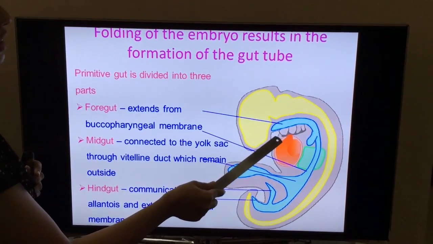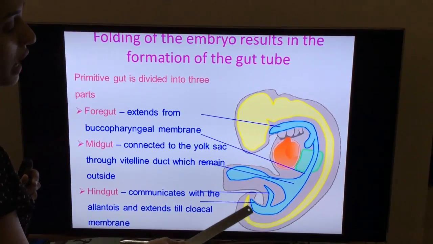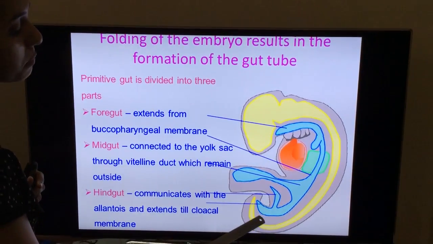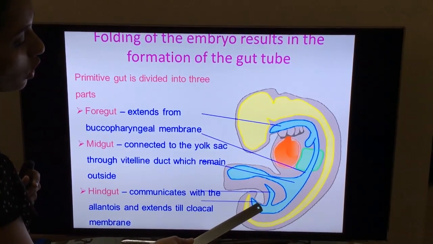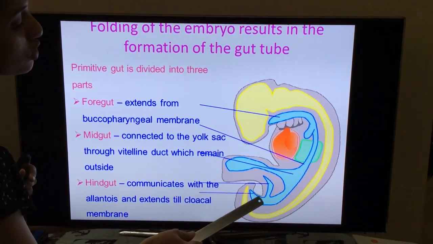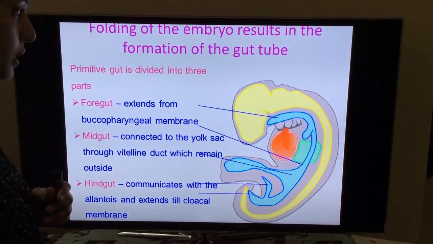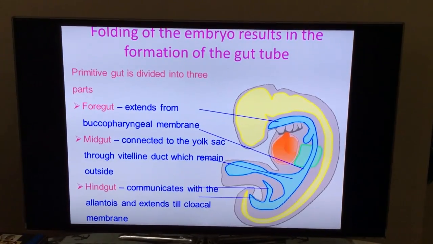The cephalic region has a membrane called the buccopharyngeal membrane, and the dilated ending part of the hindgut is called the cloaca. This cloaca is in contact with the layer of ectoderm, and this membrane is called the cloacal membrane. So this is the extension of the gut tube and also the division of the gut tube.